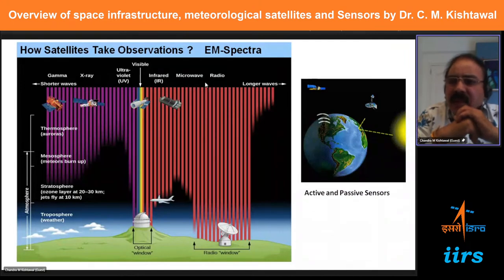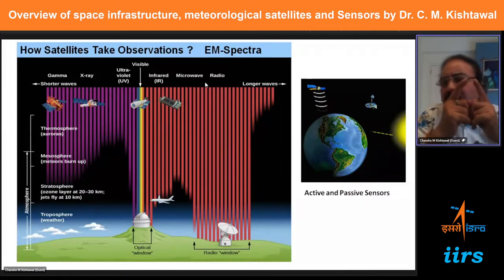But these passive sensors have their limitations, in that they can operate only in a certain band of frequency. They can work only in the visible spectrum, or in a very narrow range of the microwave spectrum, where Earth emits in the microwave also. Earth emits in the infrared also. So whatever they are emitting, you have to confine to that.